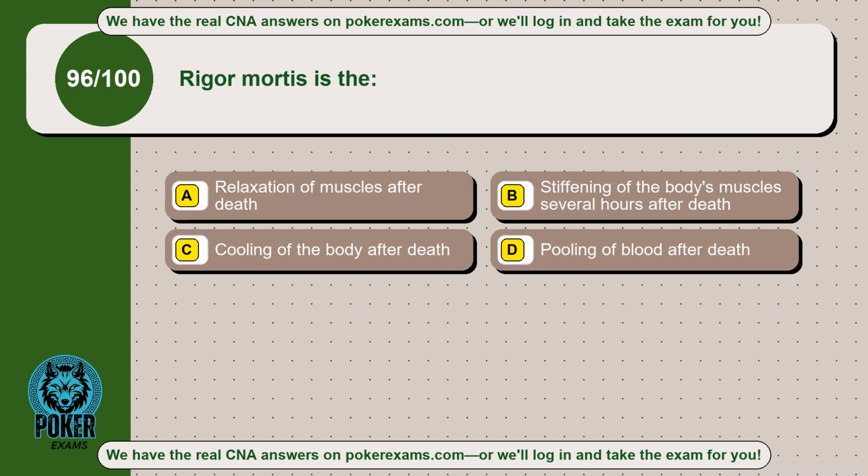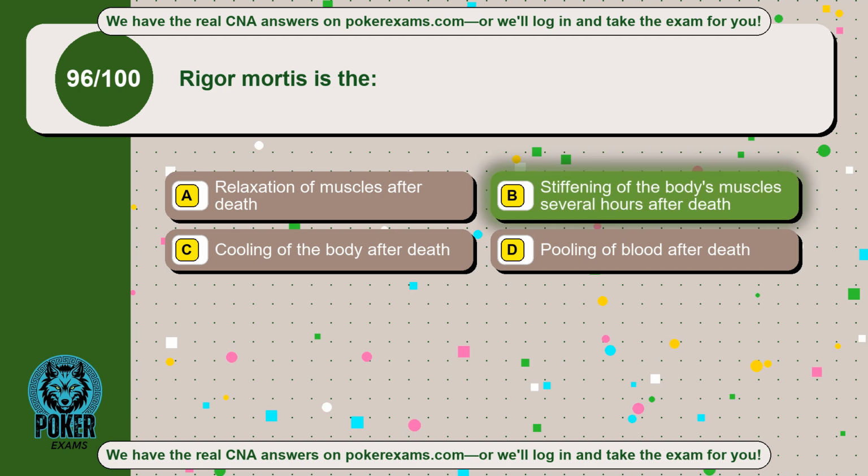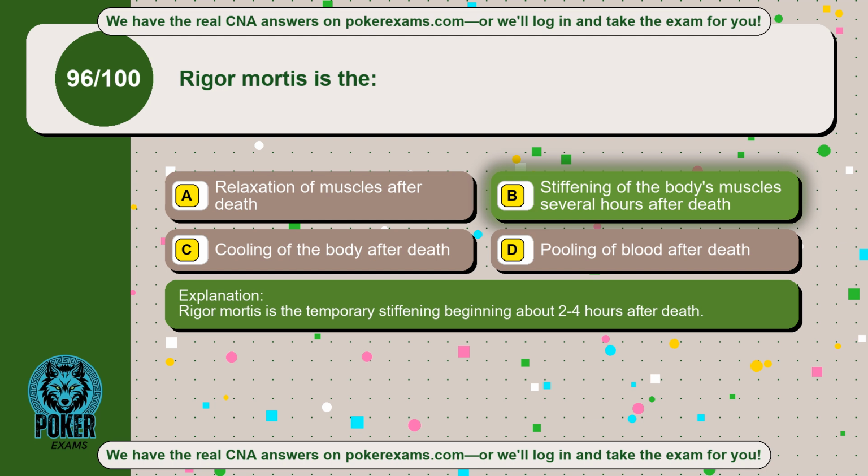Question 96. Rigor mortis is the: Option A, relaxation of muscles after death. Option B, stiffening of the body's muscles several hours after death. Option C, cooling of the body after death. Option D, pooling of blood after death. The correct answer is option B. Rigor mortis is the temporary stiffening beginning about 2 to 4 hours after death.